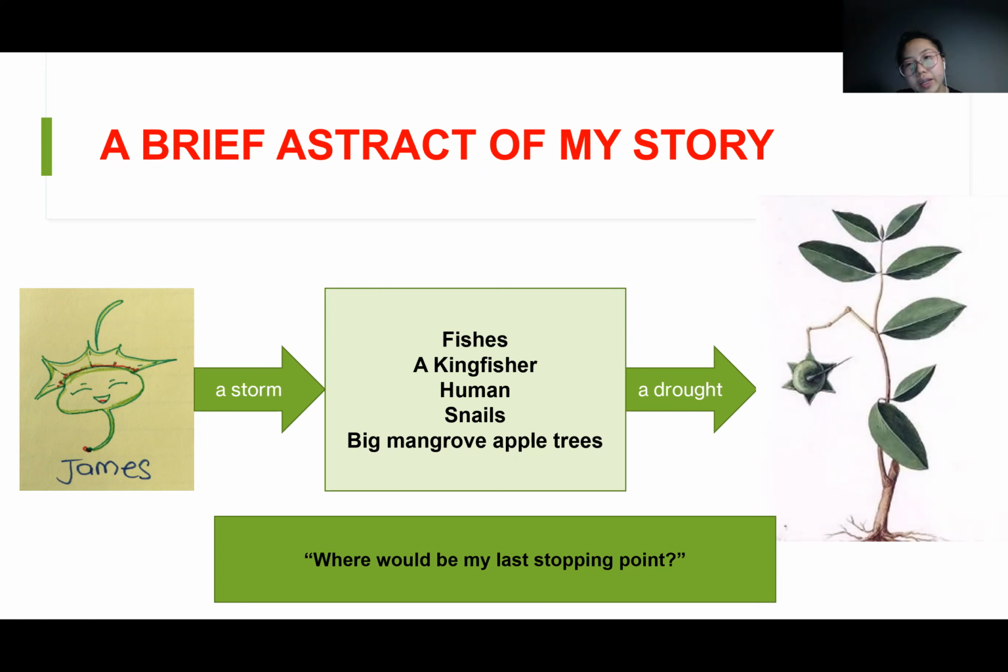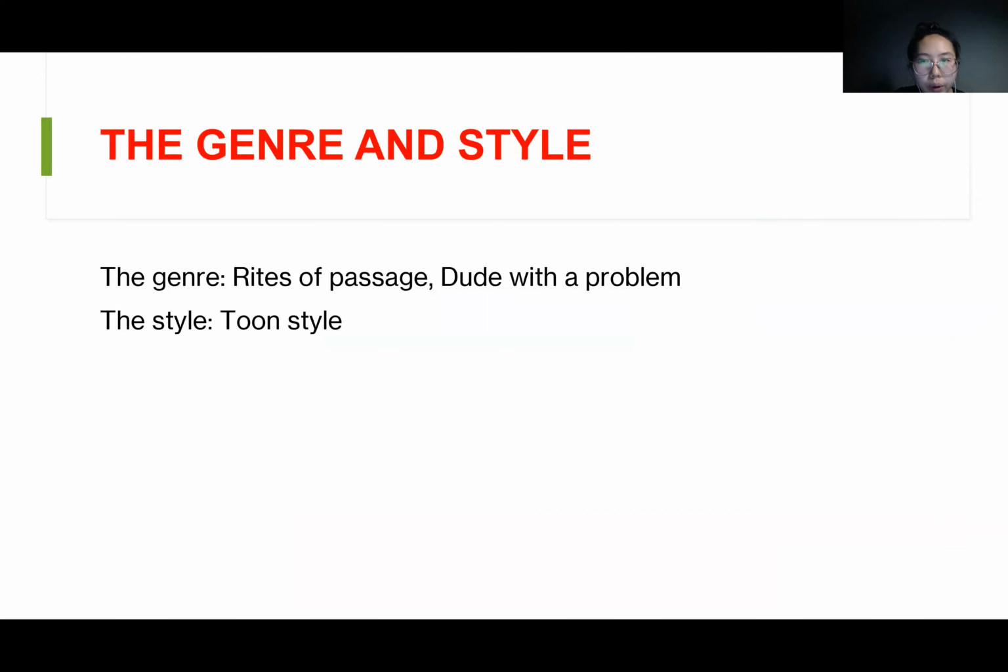And I want to say, based on the content of my story and from Save the Cat that we read, I determined that either Rite of Passage or Dude with a Problem is my genre. And the last thing I decided on is a soft-toned style to convey my story, because I think this style is really easy for everybody to read, and I want my audience, my readers, to feel soft, comfortable, happy, and optimistic whenever they read my story.